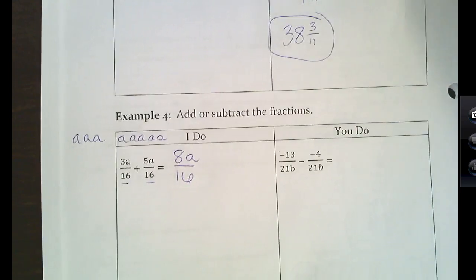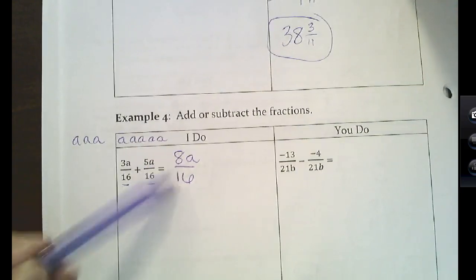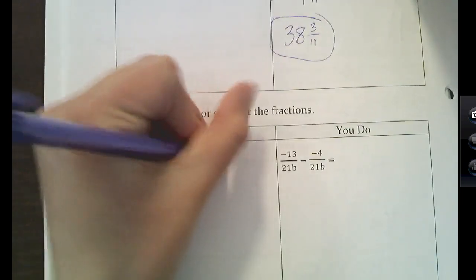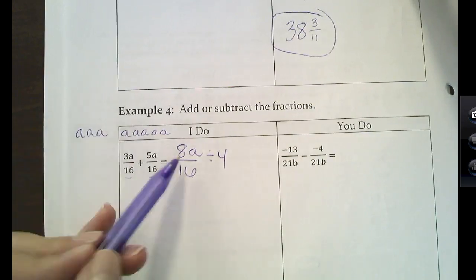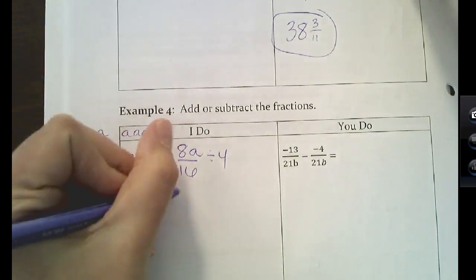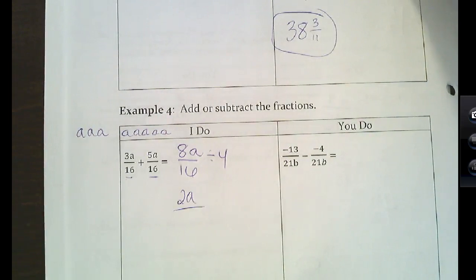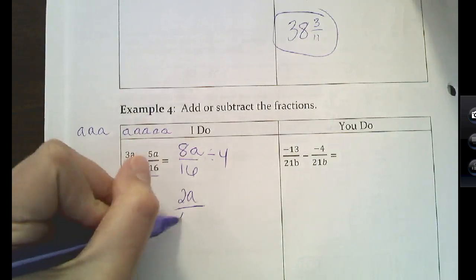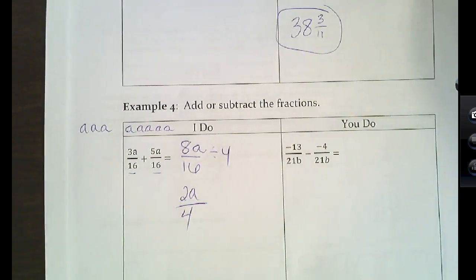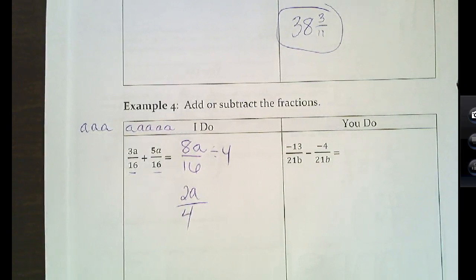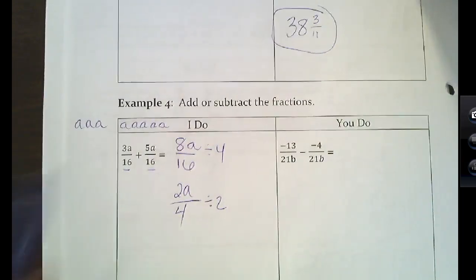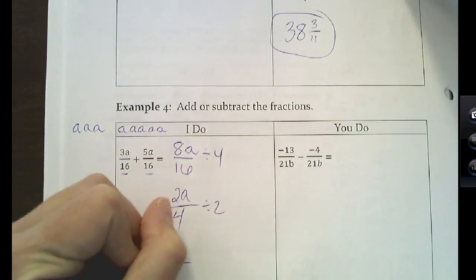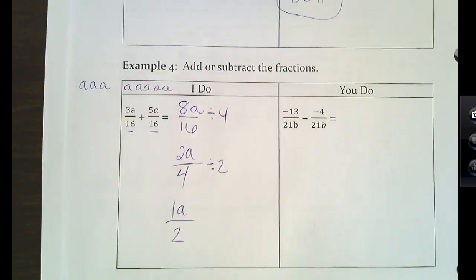But we do always have to simplify. Can 8 and 16 be divided by something? 4 would work. Okay, let's divide them both by 4. 8 divided by 4 leaves me with 2, and we've still got that a. So I've got 2a. What's 16 divided by 4? 4. Can we simplify further? What can we divide by? 2. What's 2 divided by 2? 1a, good. Over 2. Who can raise their hand and give me a better way to write that answer, though?